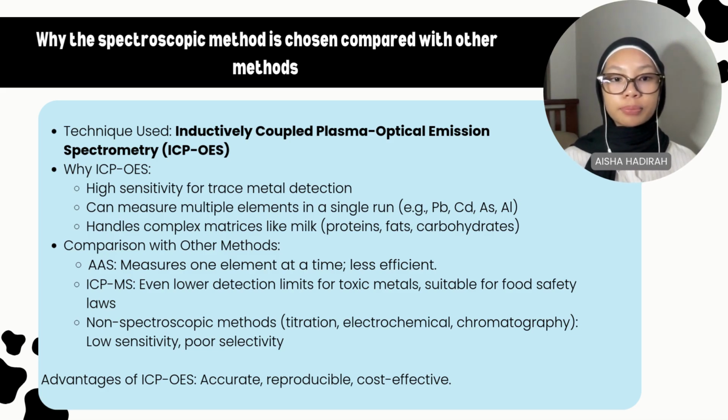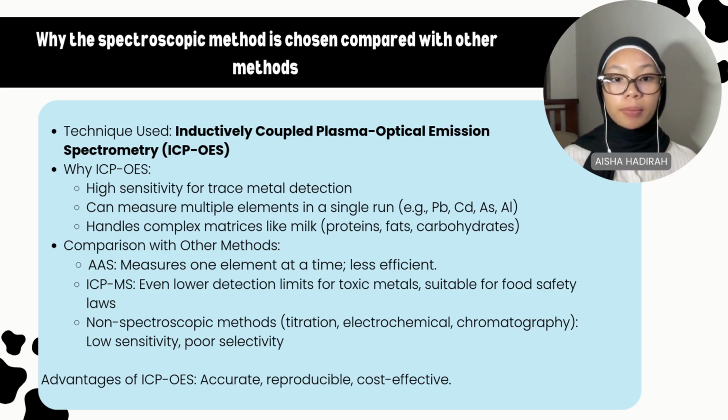Milk contains protein, fats, and carbohydrate, which can cause interference during analysis. However, ICP-OES overcomes this matrix effect by using extremely high plasma temperature to effectively atomize and excite elements present in the samples, allowing accurate detection of heavy metals.